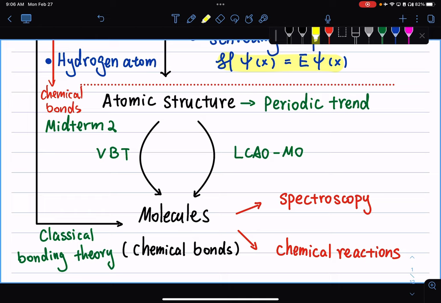However, as we probably already know, the Schrödinger equation is complicated, and you can't really solve it by hand for anything more complicated than just one electron. Even the hydrogen atom itself is hard. So for chemical bonding theory, we came up with approximations. There are 2 different approximations we use. The first one is called linear combination of atomic orbitals, or LCAO-MO, molecular orbitals.